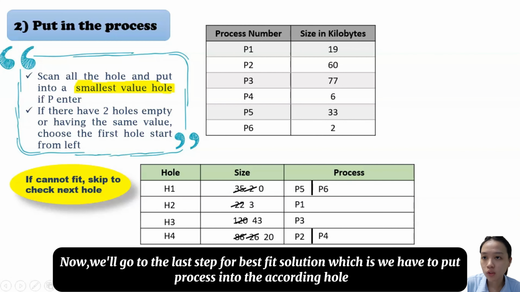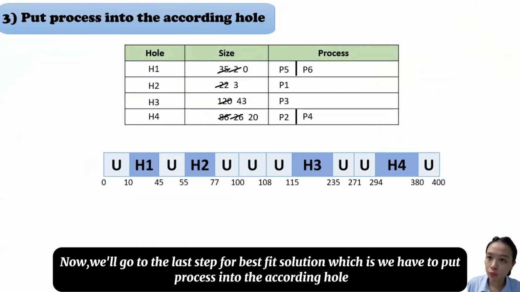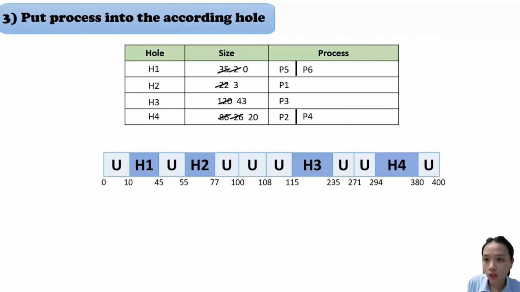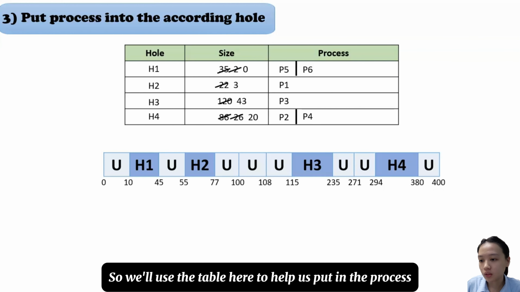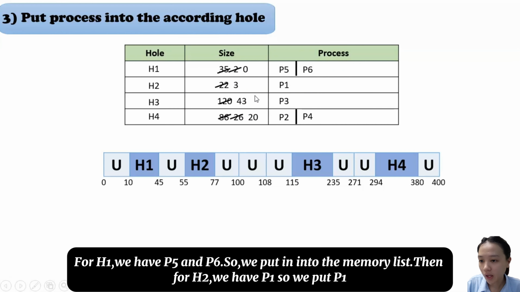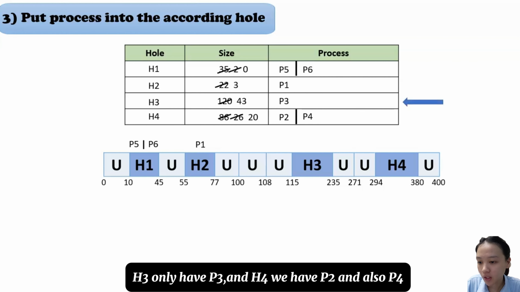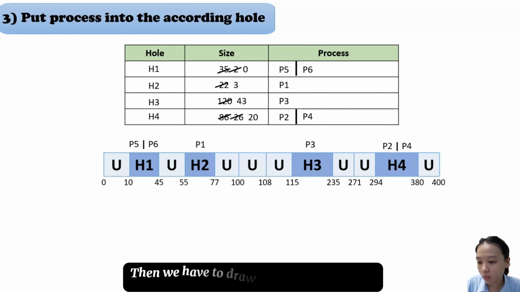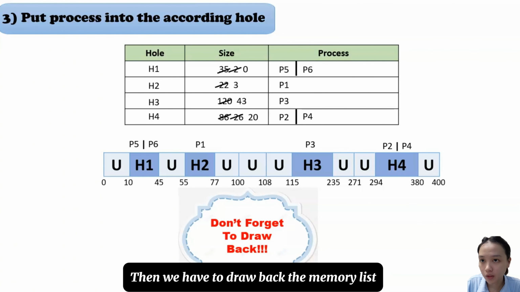Now we will go to the last step for best fit solution, which is we have to put process into the according hole. So we will use the table here to help us put in the process. So for H1, we have P5 and P6, so we put into the memory list. Then for H2 we have P1, so we put P1. H3 only have P3, and H4 we have P2 and also P4. Then we have to draw back the memory list.